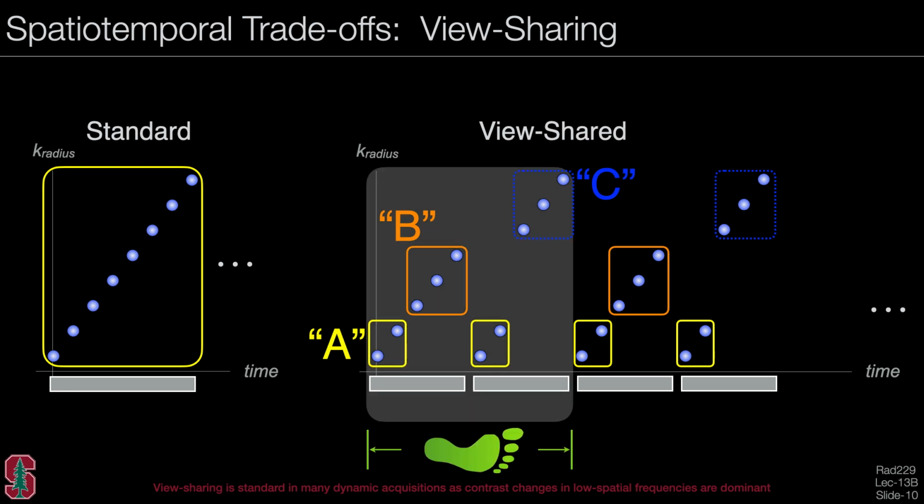What we can then do is share across time, or view sharing, which increases what's called the temporal footprint, which is the period over which data is used in a single frame. So we'll often talk about the frame rate being high, but the temporal footprint being lower. So essentially what we have is a little bit of blurring over time in certain spatial frequencies or K-space regions.